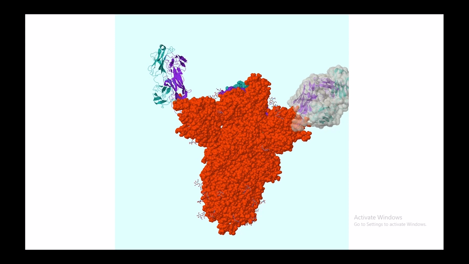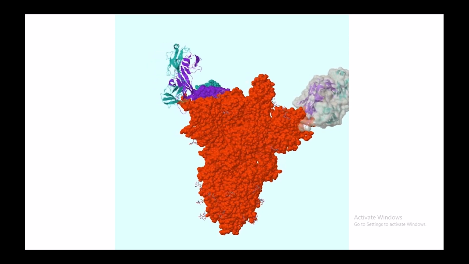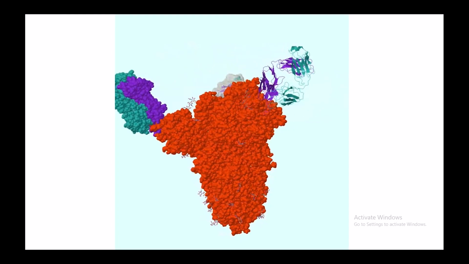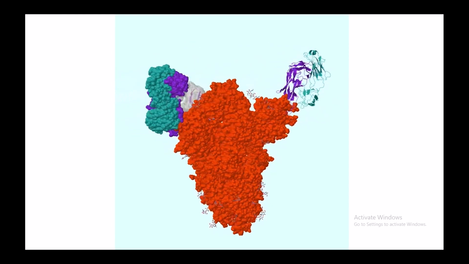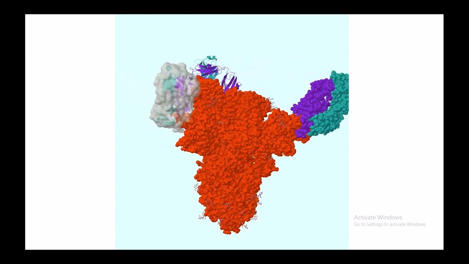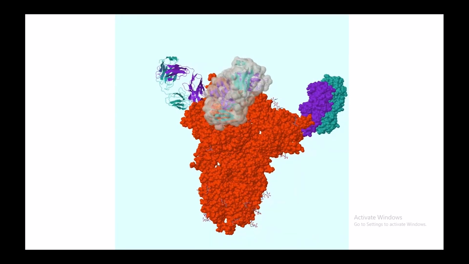We see the COVID-19 spike protein in the red. The antibodies we see are shown as the backbone model. We can see the 3D image, and then we can also see the backbone model behind a translucent 3D image.